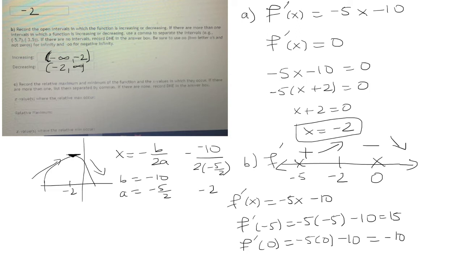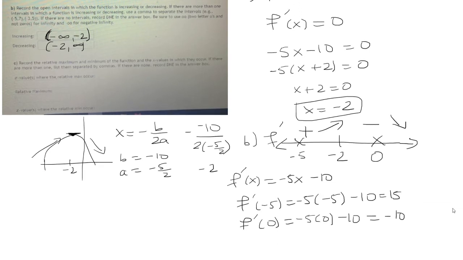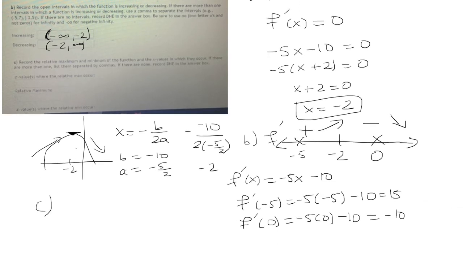Okay, now we want to record the relative maximum or minimum and where they occur. So it is obvious from the graph above here that this is a maximum. It's an upside down parabola. Well, how do we know it's a maximum? If you look at the derivative, well, there's actually a couple ways to look at it. From the number line, we know that if the derivative changes sign from positive to negative, then you have a local maximum, a relative maximum. So this is arguing using the first derivative.